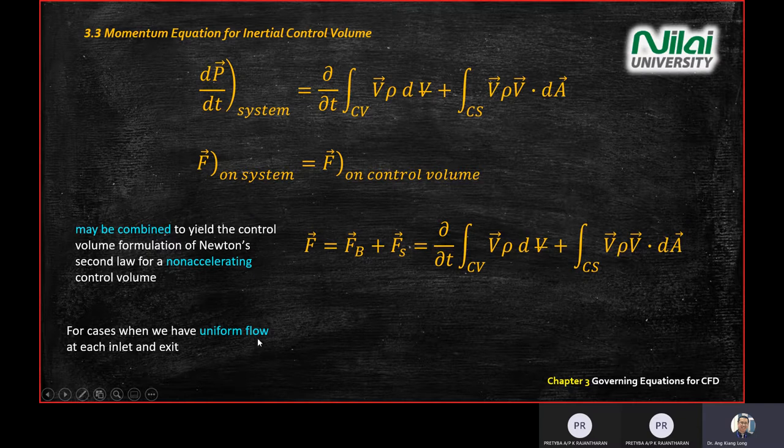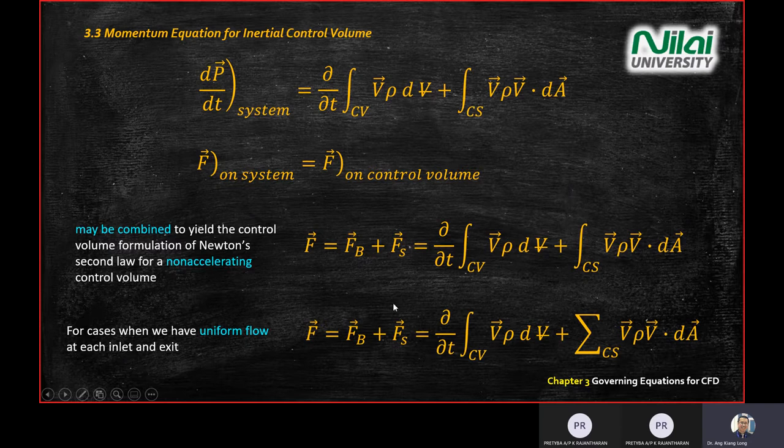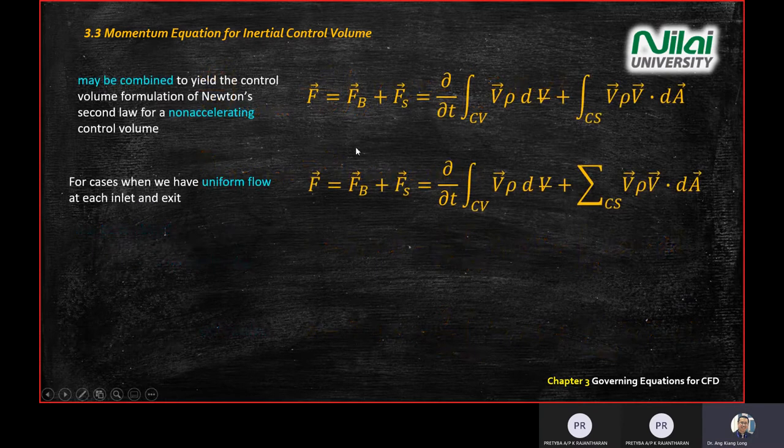The next case we consider is when we have a uniform flow in the system, at the inlet and exit. The equation will change a little bit on the control surface term, which you see on the screen at the right-hand corner that I highlight with my mouse. It will become a sum of all your momentum at the control surface. So if you are considering a non-accelerating control volume, you use the equation on the screen. If you have a uniform flow, then you use the last equation on the screen. Okay, so we will apply these two equations in an example later on.